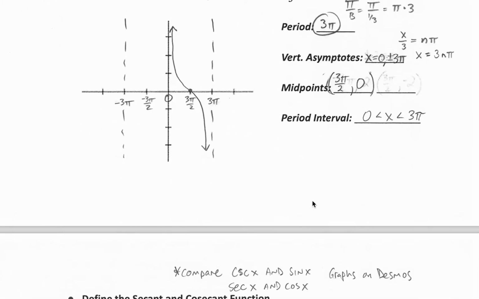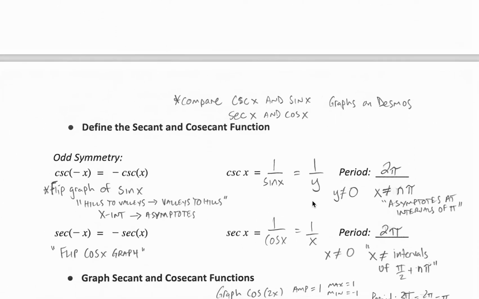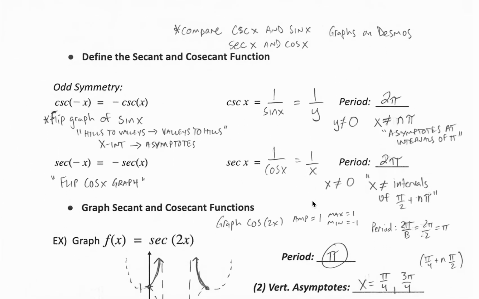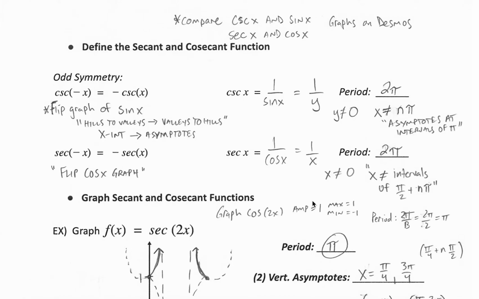So there's cotangent. Let's get into secant and cosecant graphs. Another thing you might want to do is compare cosecant and sine graphs to see how they relate. You can do the same comparing secant and cosine graphs. They're going to look very similar. The reciprocal compared to the original function, I mean.